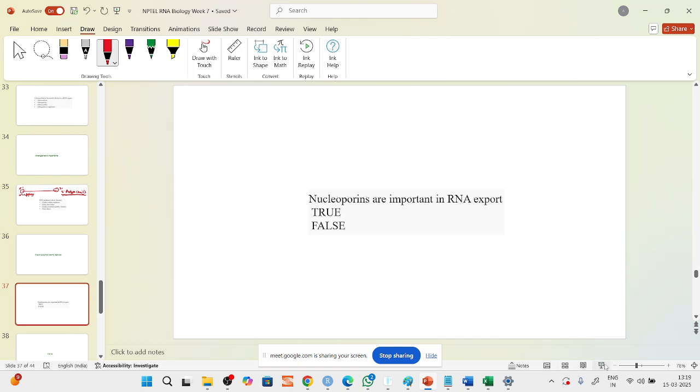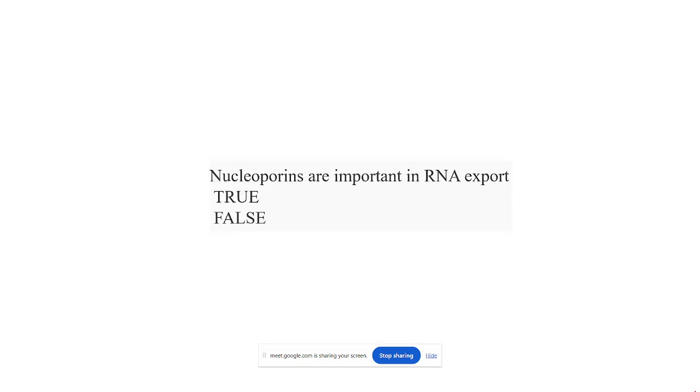So now we have some true false. Nucleoporins are important in RNA transport. True or false? Sorry, important in RNA transport. True or false?